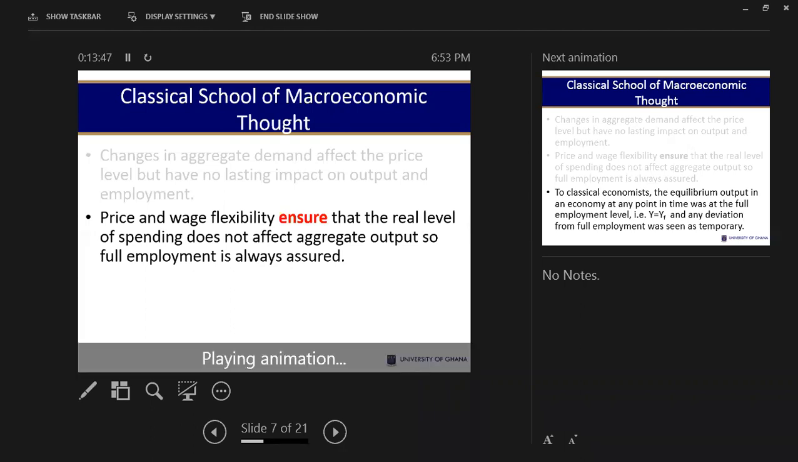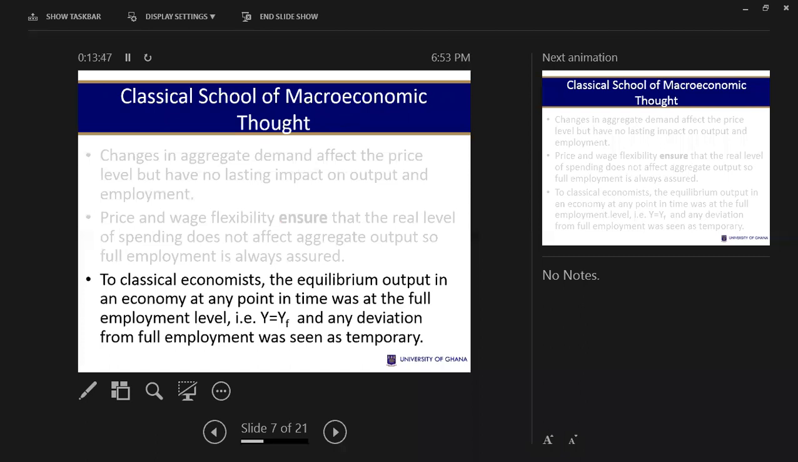Okay, but one thing they believed is that equilibrium will always be restored. There will always be equilibrium in the economy. This means that your potential output is always bound to be the same as your current output. Whenever there's a deviation, it was just seen as temporary, and in no time they will always come back here.